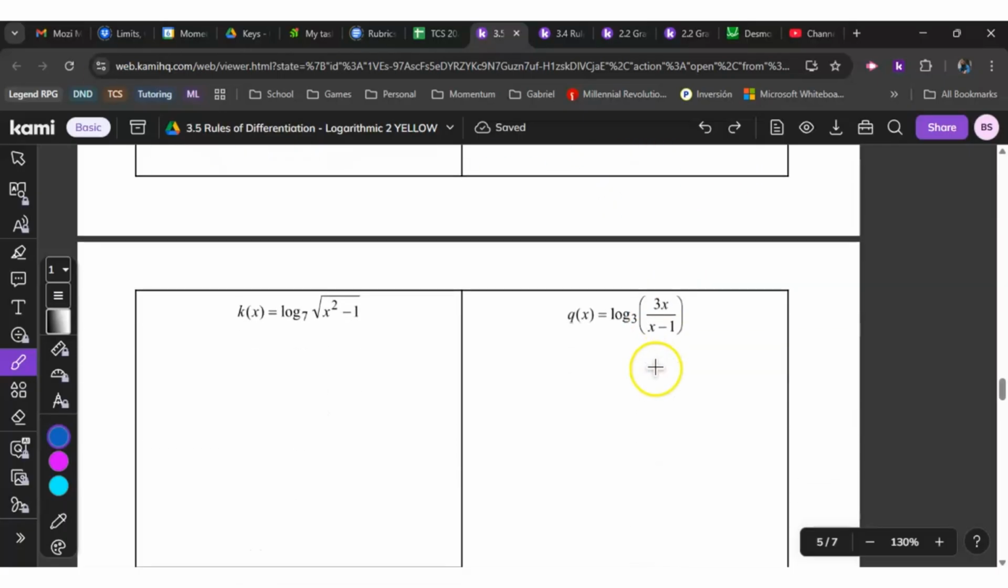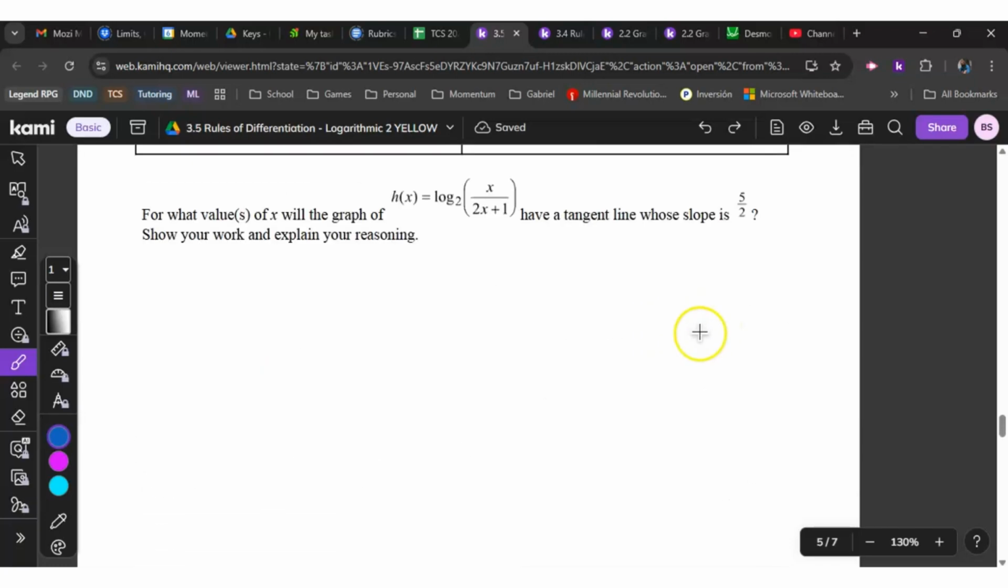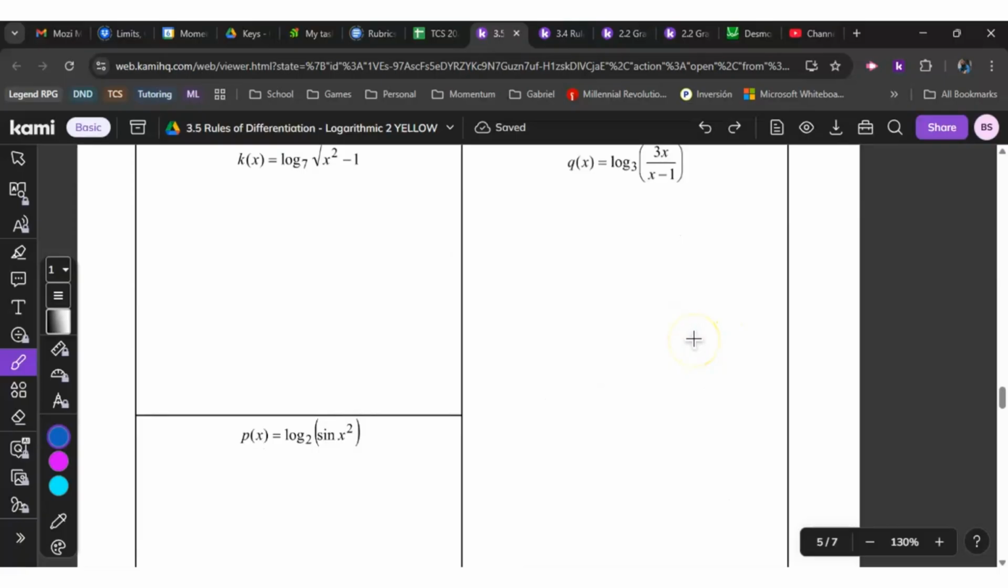We can do it. One more page. I think we got, what, 3 problems? Oh, 4 problems. I think we can do it. Can you go up one second?